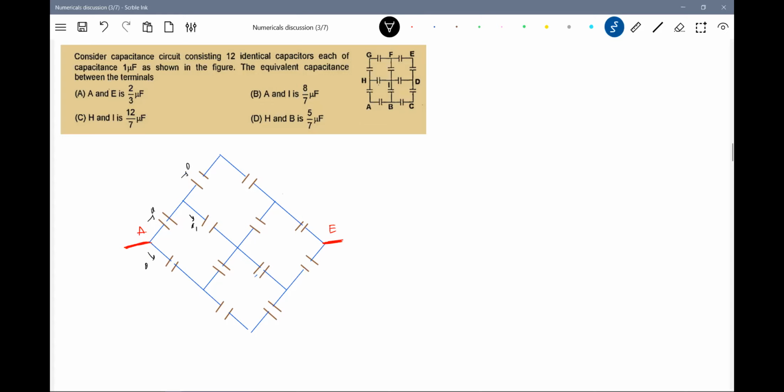Q1, Q2, this will be Q1, this will be Q2, will combine, will become Q. Similarly here, it will combine Q1, Q2, and will get Q. This is 2Q. This is 2Q.